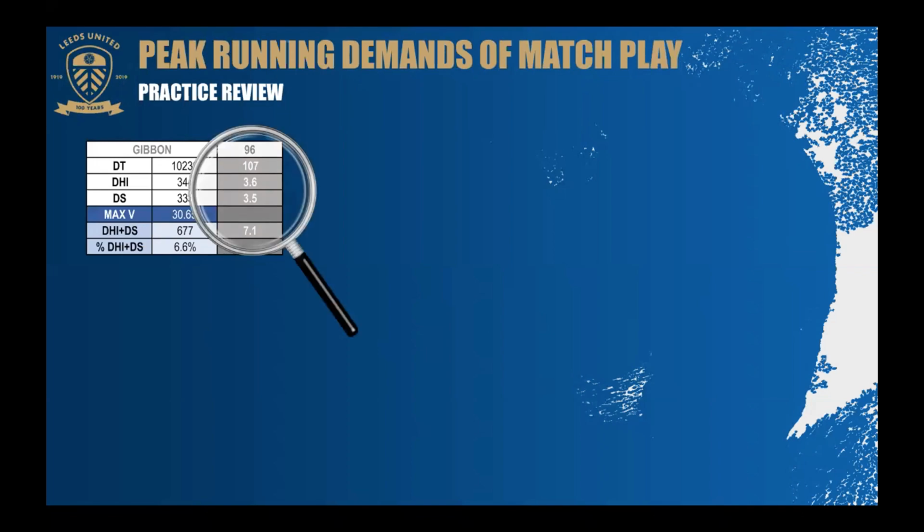We felt if you looked at that a bit closer, the 107 meters per minute is actually about 6.5 kilometers an hour, which is nothing much more than a brisk walk. So we didn't feel as though that was the best way to quantify and report the player's intensity in match play or training.